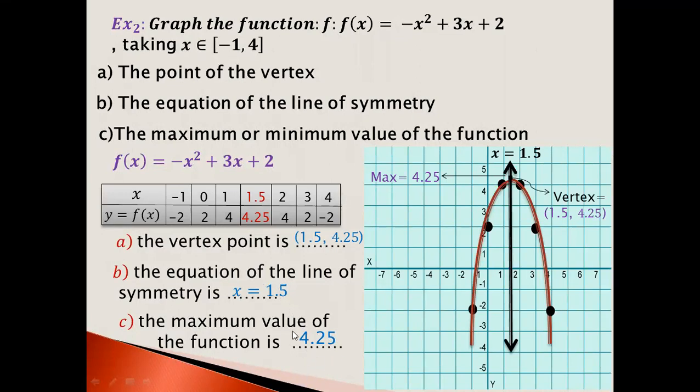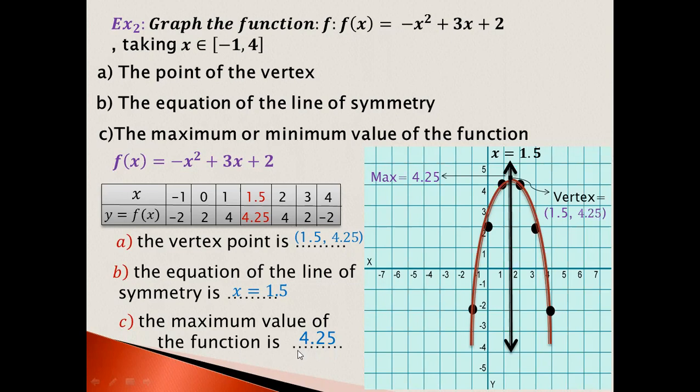From here, we can deduce that we can take the equation of the line of symmetry from the vertex point. We can take it from the first projection of the vertex point. So this is the line of symmetry, or the equation of the line of symmetry. And then we can find the maximum or minimum value from the second projection of the vertex point, 4.25. So the maximum value is 4.25.